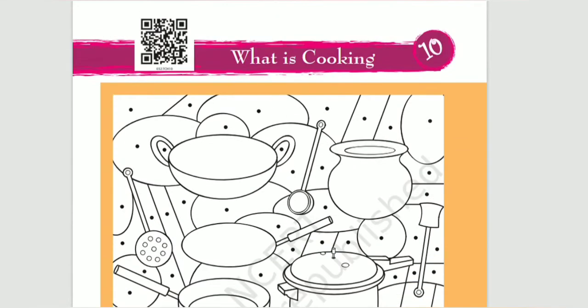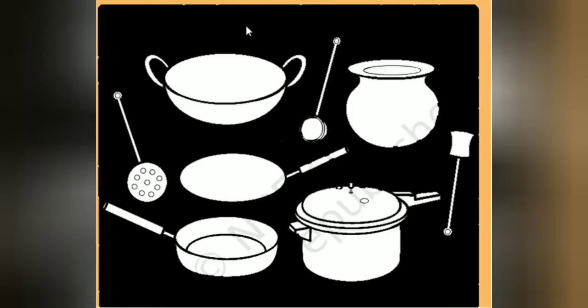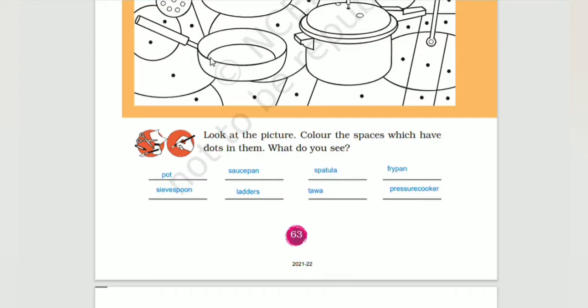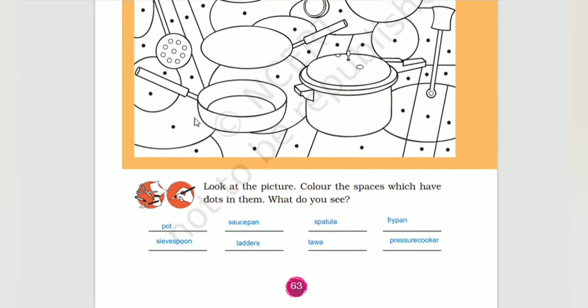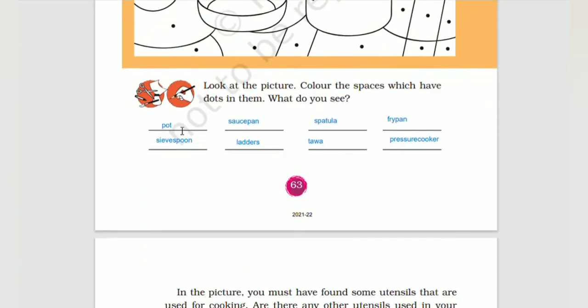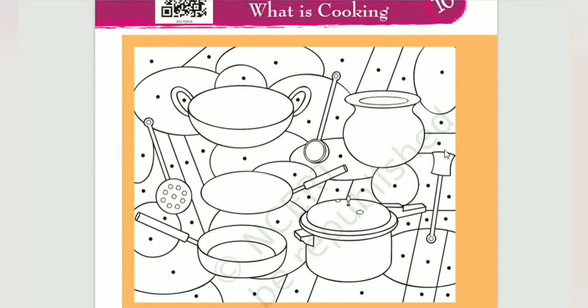See, I have painted this. After painting, we can see the utensils one by one. Is it clear? From this picture, we can see the utensils that have been hidden. After painting the dotted spot, we can see utensils such as the pot. This one is the pot.